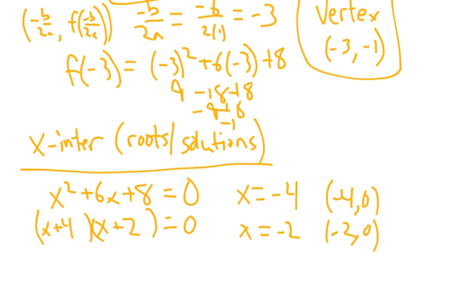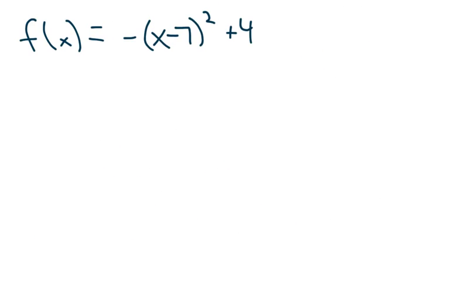Now let's take a look at another form. Let's take a look at vertex form. So again, we can look at a, and a is negative 1, so that means this is concave down. And since we're in vertex form, the only other thing we can pull from it right off the bat is the vertex, and that's going to be (7, 4).